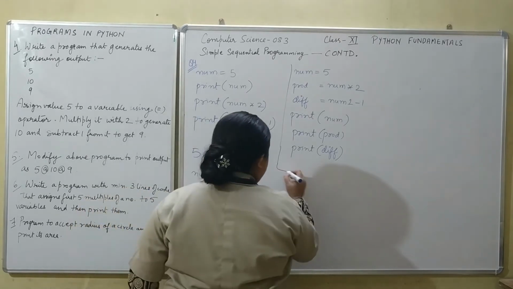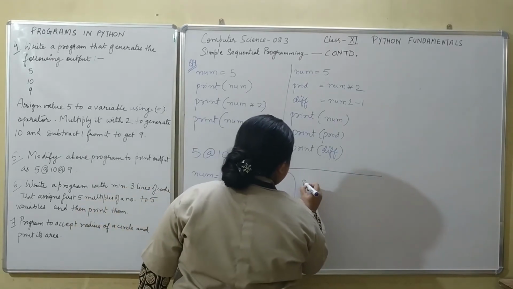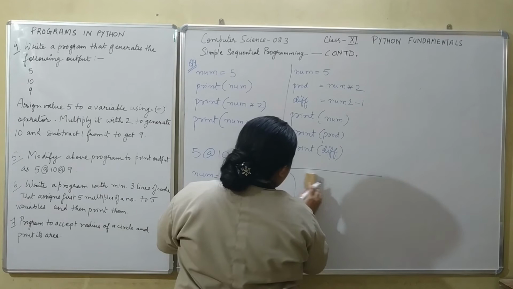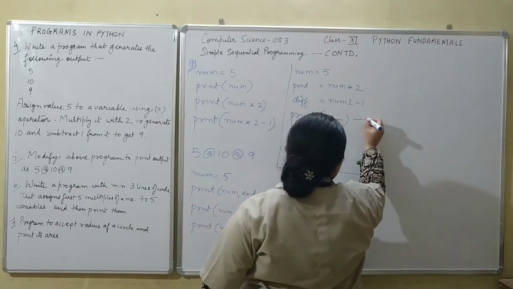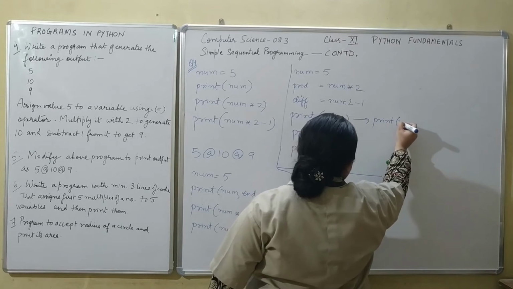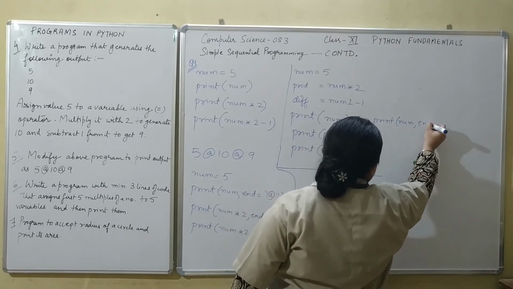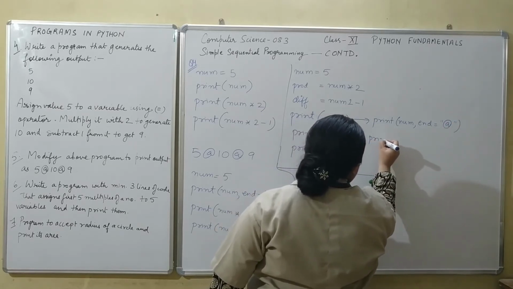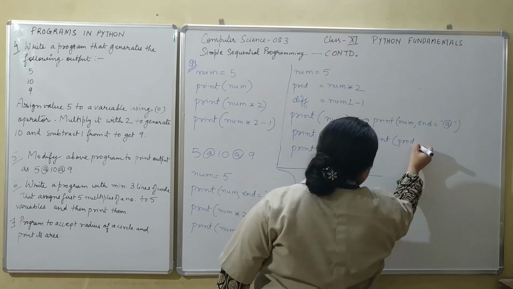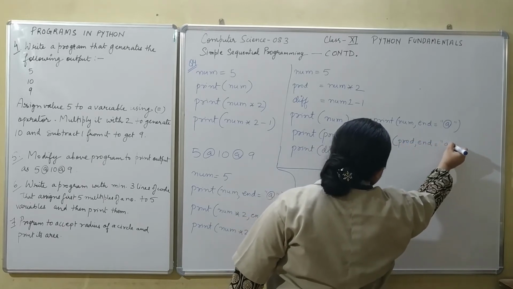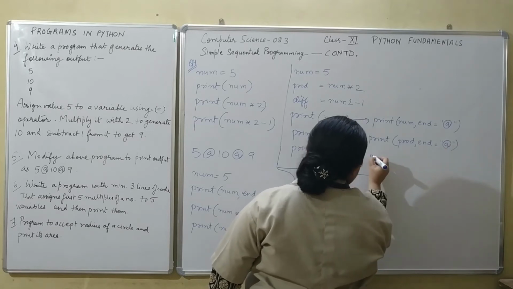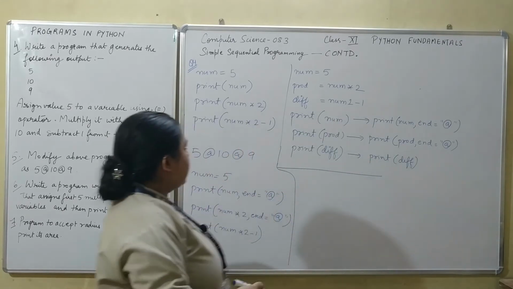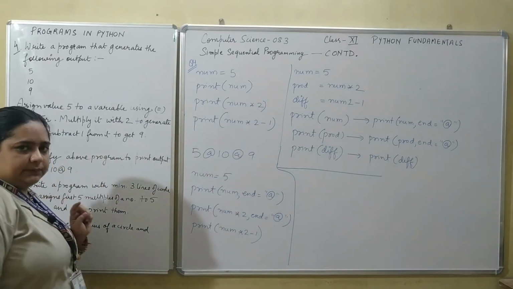And here also we can do that. Print, we'll already take num. I'm only going to do it for this. So it would be print num end equals at the rate. This one will be print prod end equals at the rate, and this one will be as it is. So that's how we will be doing the fourth and the fifth question.